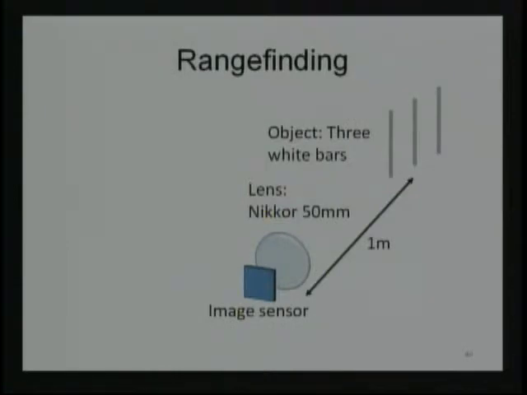So our first problem was rangefinding. We'll start with a really simple problem. We're going to have 3 white bars, really wires, at 3 different depths. And we're going to image them with our image sensor through a lens at a distance of about 1 meter.